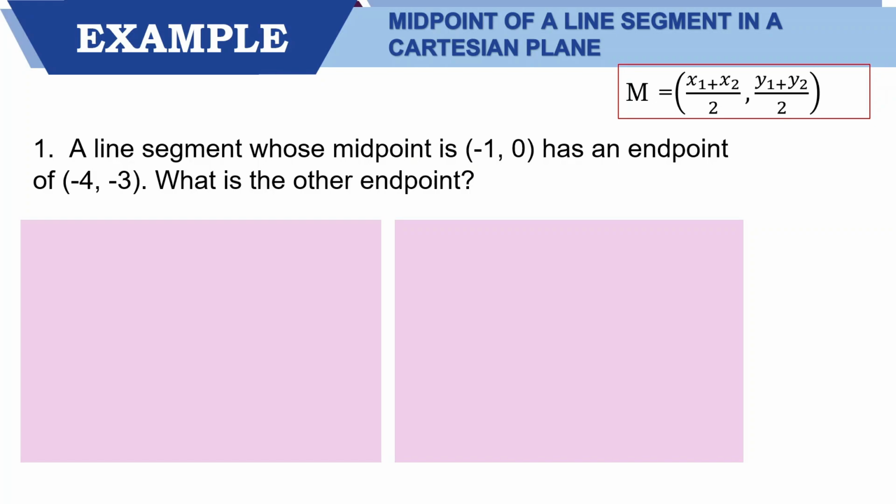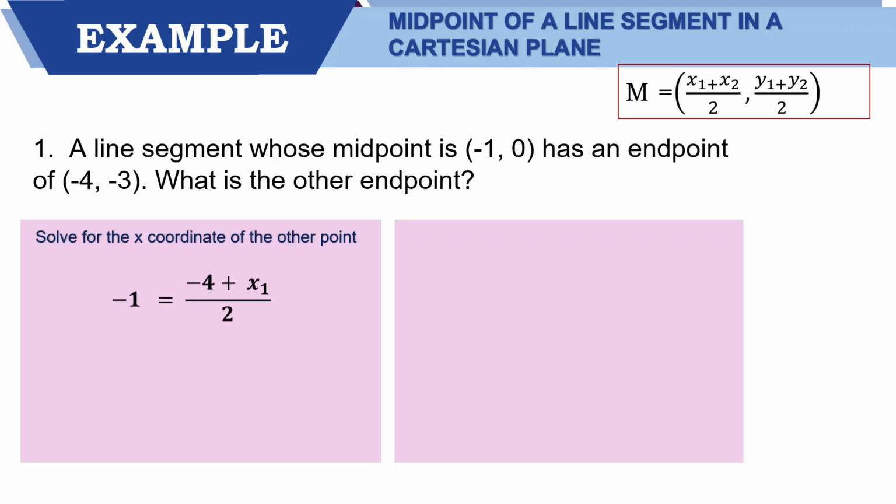A line segment with midpoint (-1, 0) has an endpoint of (-4, -3). What is the other endpoint? In this example, we are now missing one of the endpoints, not the midpoint itself. So how will we use the midpoint formula to find the other endpoint?